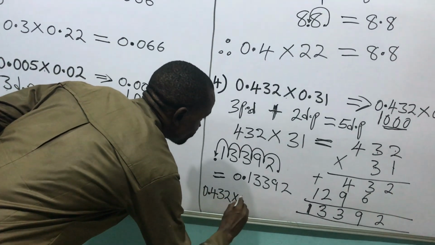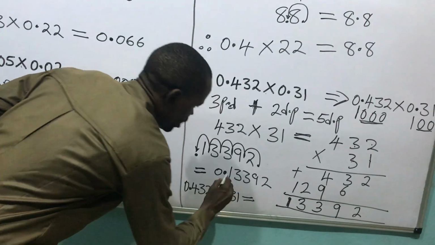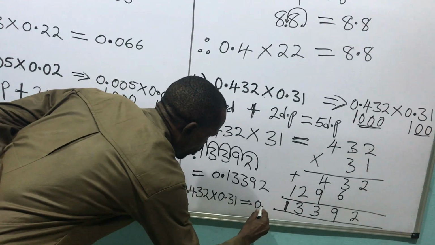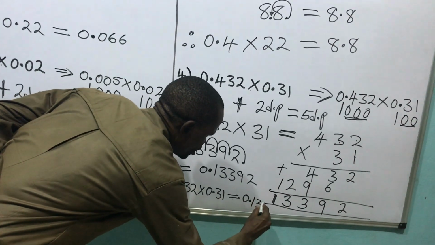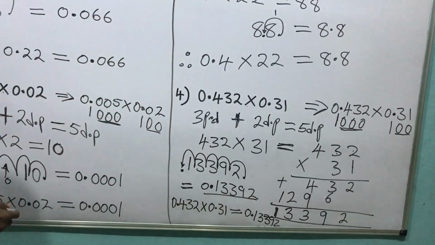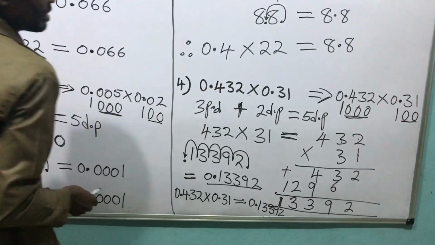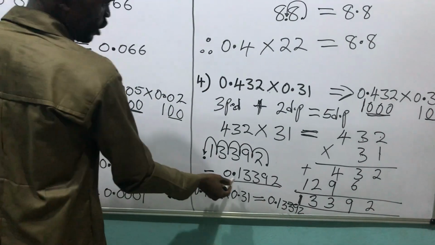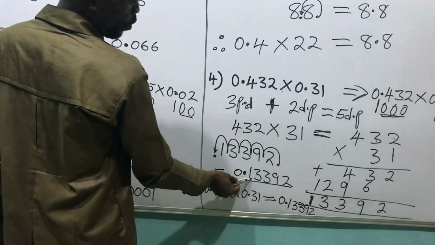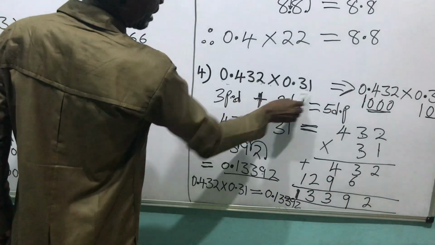That means 0.432 times 0.31 is equal to 0.13392. That is our answer for this product. That means this times x is equal to 0.13392.